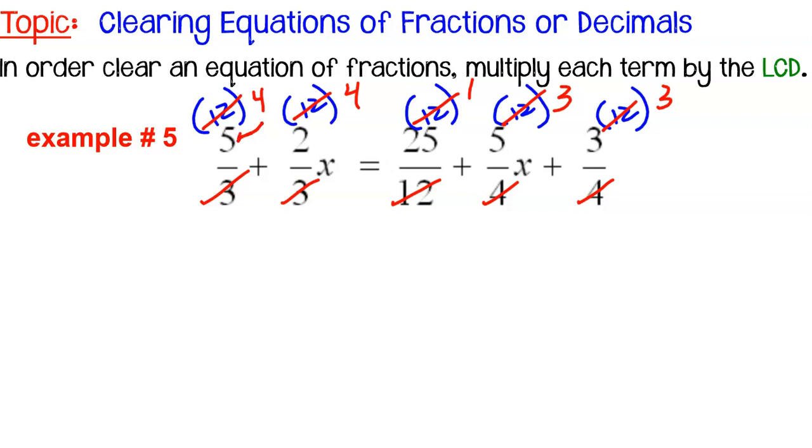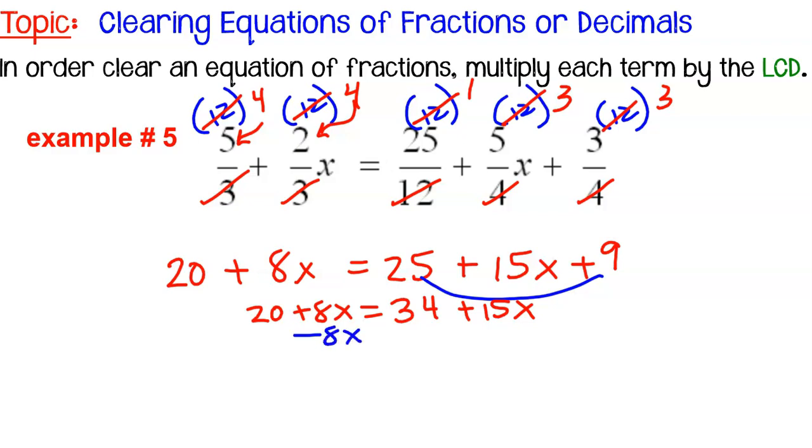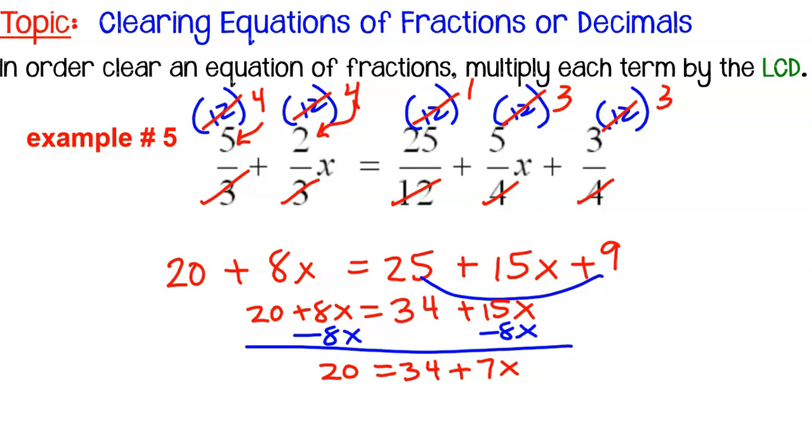Alright, 4 times 5 is 20. 4 times 2 is 8. This one has a variable. 1 times 25. 3 times 5 with a variable. And 3 times 3. Alright, let's see what we have here. $34. I'm going to subtract 8x. I'm going to subtract 34.